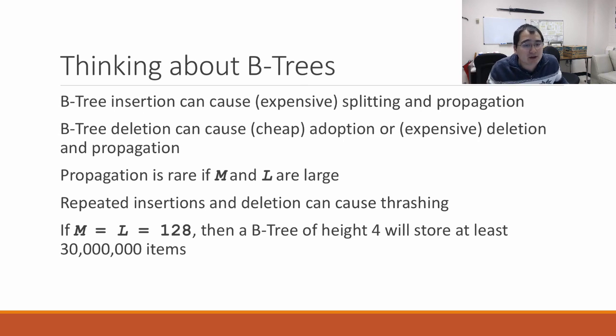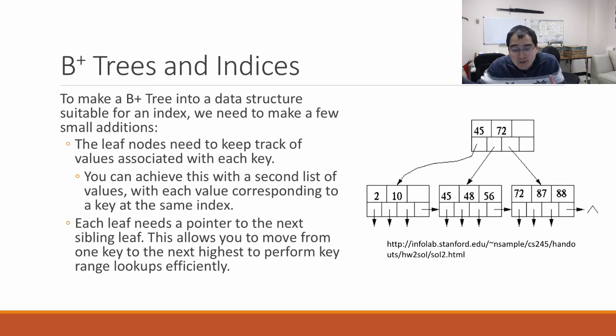Okay, the other thing I want to talk about is specifically how B-trees are used as an index. To make a B-tree into a data structure that we can use for an index, we need to make a few small additions to how the B-tree is structured. The first thing is leaf nodes need to keep track of the values associated with each key. This is something I mentioned earlier. So in your particular leaf node, you say, okay, for this key, it has a particular value, like the row ID or something like that. There's a couple of different ways you can do that. You can achieve this with a second list of values that's the same length as the number of keys in there, or each key can be a pair or something like that. That's not particularly challenging to make happen.